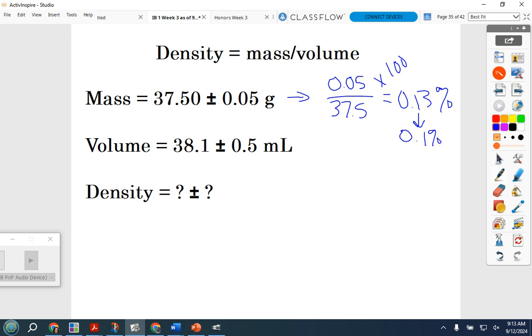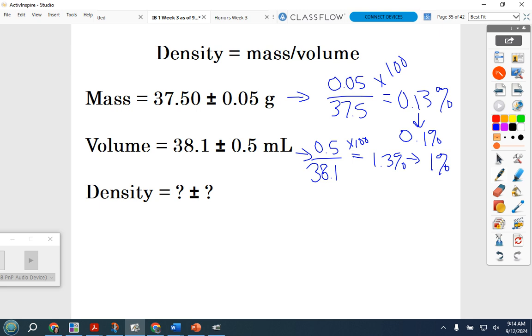All right, and then we do the same thing for volume. Now we've got 0.5 over 38.1 times 100. Sorry, I keep forgetting the times 100. I just do that kind of in my head. 1.3. Again, I really have to make that 1%, because I don't have two sig figs of uncertainty to start with, so I can't have two sig figs of uncertainty to end with. Does that make sense? Okay, so now somebody do the mass divided by volume for density.